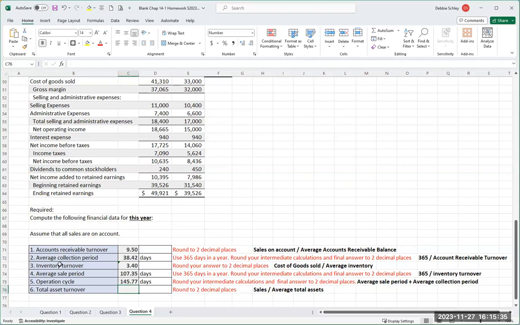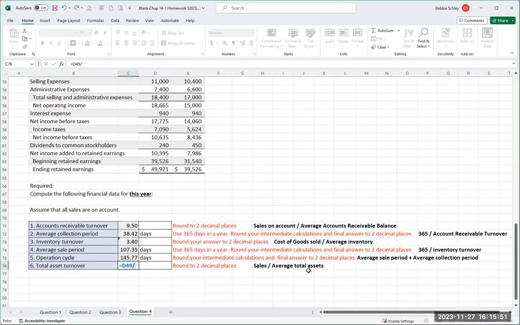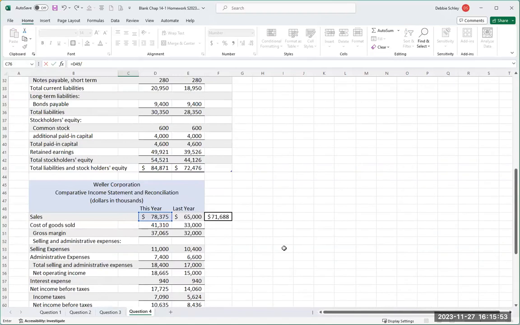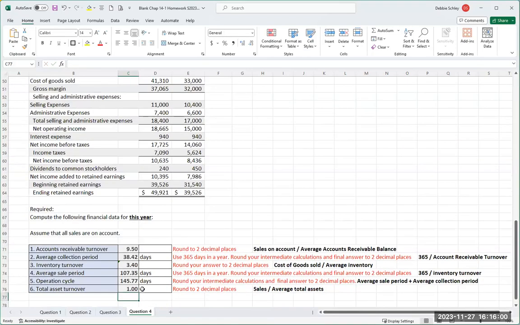So it's the average sale period plus the average collection period is your operation cycle. And then my total asset turnover equals sales for this year divided by average total assets. So there's my total assets, there's my average that I figured out, and my total asset turnover is 1. And so that is how you do question 4.